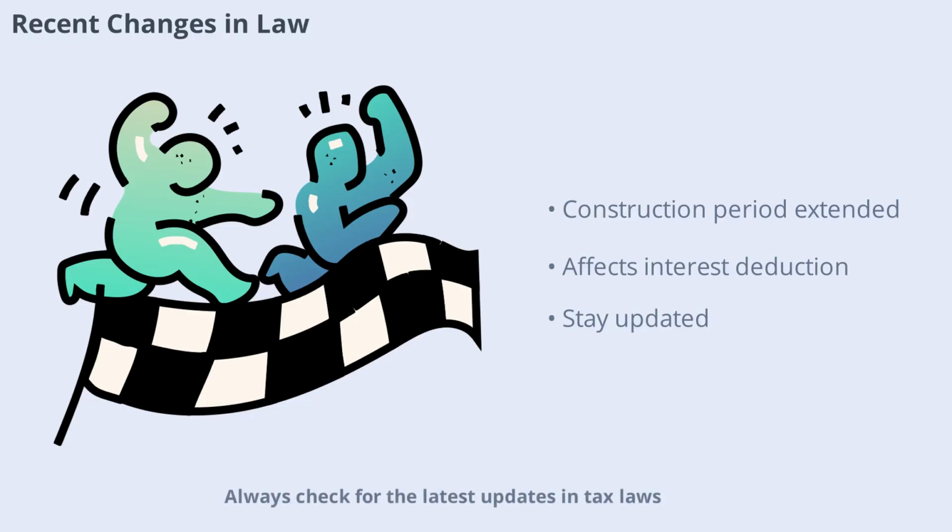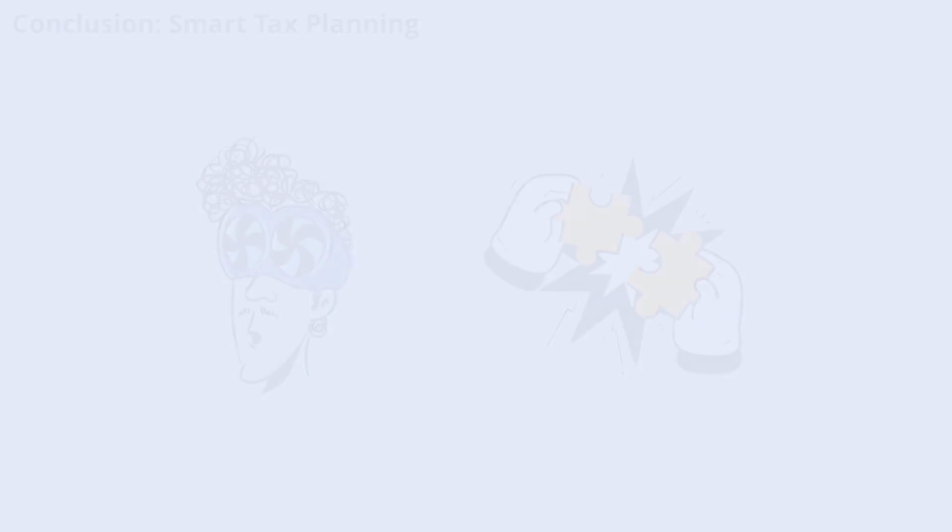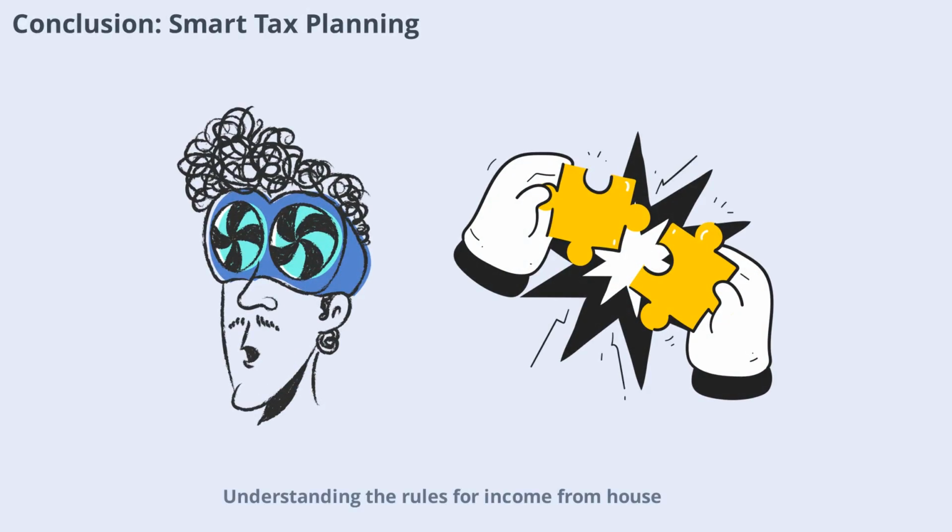Always check for the latest updates in tax laws, as these can impact your deductions and overall tax liability. Staying informed ensures you make the most of available benefits. Understanding the rules for income from house property helps you plan your taxes efficiently. By following the correct calculation methods and claiming all eligible deductions, you can reduce your tax burden and stay compliant with the law. Make sure to review your property income details annually and consult experts when needed.